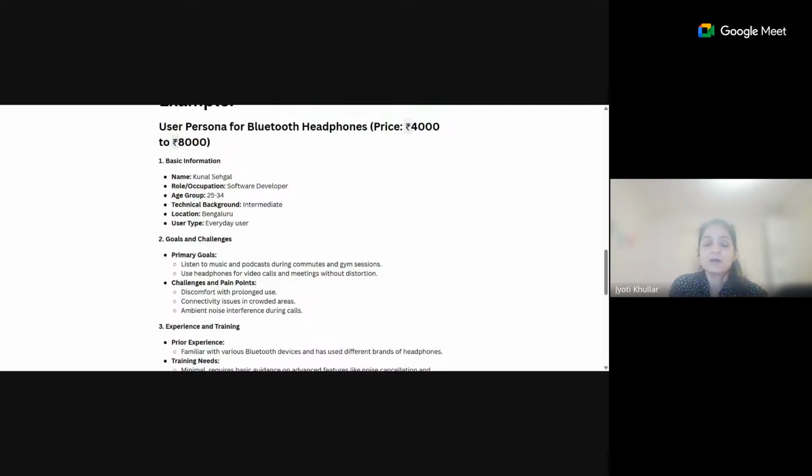Who is going to use this? Someone who is a little technical and loves technology. It could be a software engineer, or someone who is already earning at a certain level and is able to afford that much. So depending on the background and all these factors, we will define our user persona. Okay.